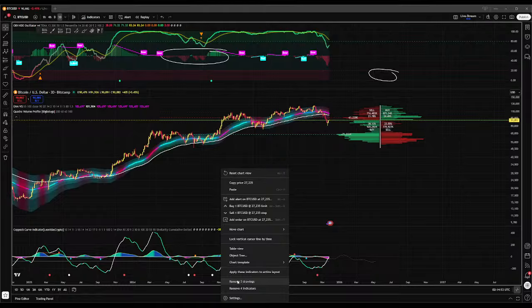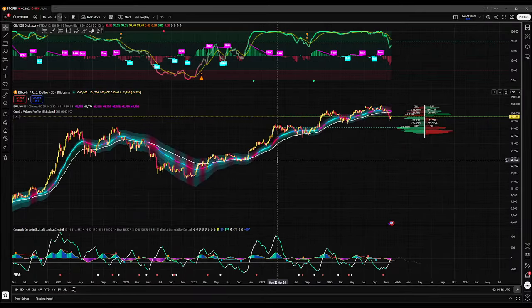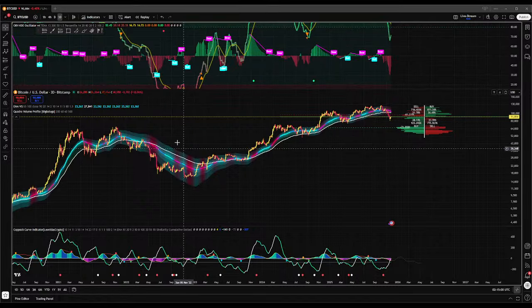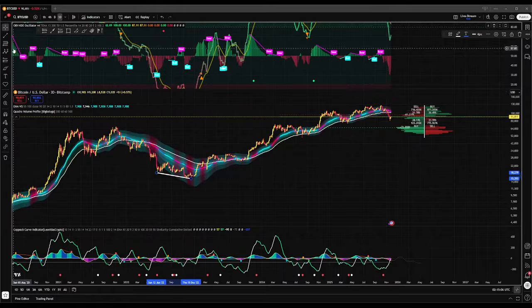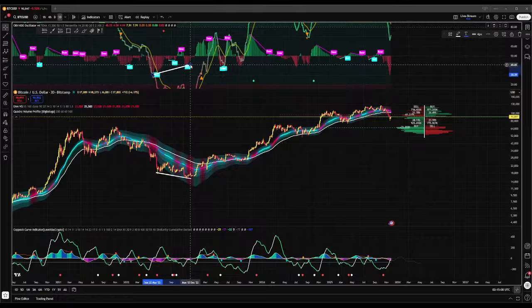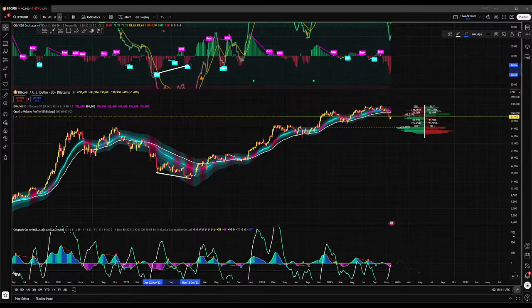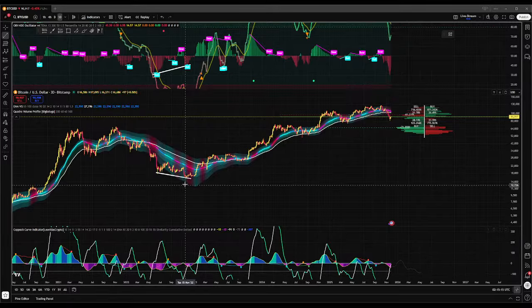For example, right now here, for example here, we have, of course, this is too far, but we can do it manually. We have a bullish divergence here, right? We have a bullish divergence here in volume. Also, we have a bullish divergence here in volume, also we have a bullish divergence here.